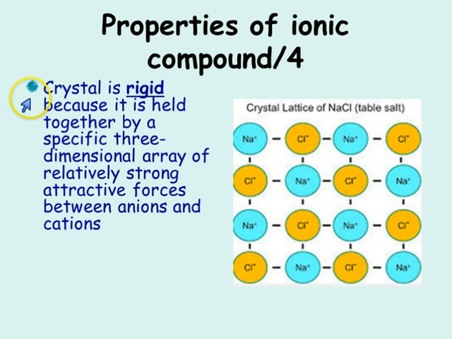Properties of ionic compounds. The crystal is rigid because it's held together by a specific three-dimensional array of relatively strong attractive forces. So here we see that crystal lattice of sodium chloride. We have the negative holding on to all the positives, and we have the positive holding on to all the negatives. So it's pretty strong. And if you move them, the like charges repel. If I would push this down and have 2 negative charges next to each other and 2 positive charges, if I would take a hammer and hit it and break the lattice structure, the 2 negatives would repel each other and 2 positives would repel each other.